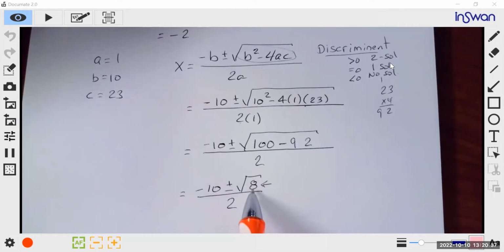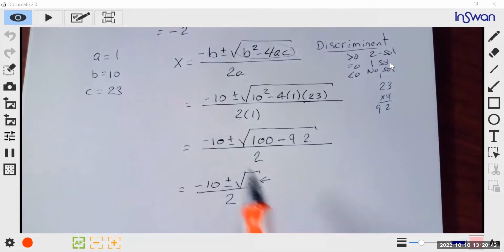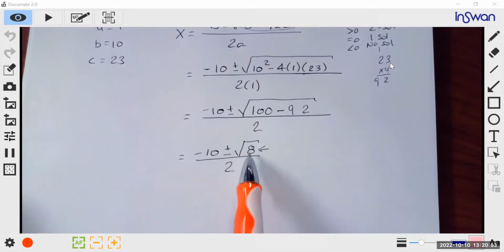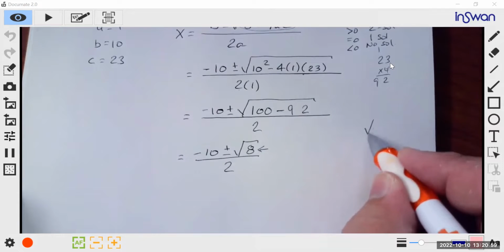Now, since 8 is positive, that tells us what? We're going to have 2 solutions, because of that plus or minus in front of it. So what do you do next? What do you do at this stage? Can you do anything inside the radical? Oh yeah, we have square root of 8.